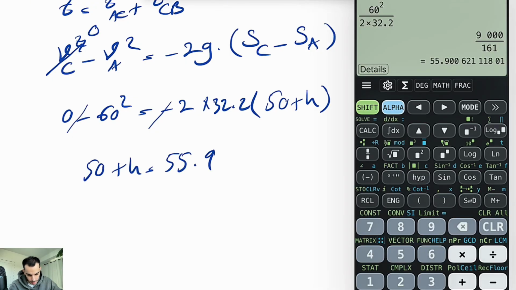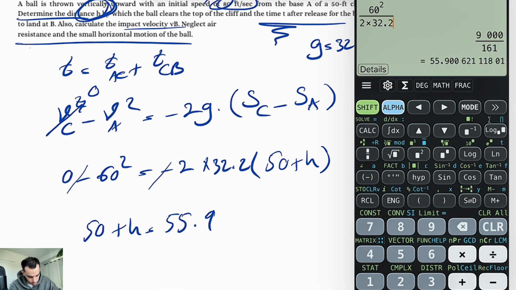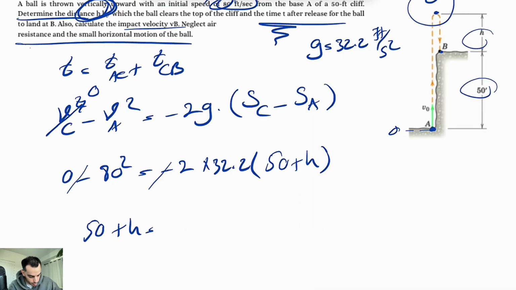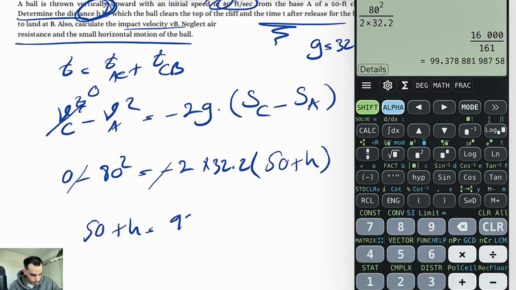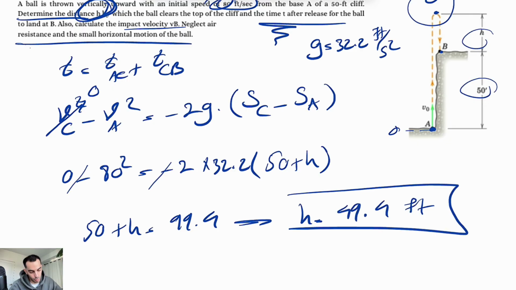Oh, I just made a mistake. Our velocity is actually 80, it's not 60. I don't know why I put 60. So this is 80 here, and here we're going to have 80. This is going to give us 99.4. I'm just going to round it up. So our H here would be 99 minus 50, so it's going to be 49.4. That's going to be our H.